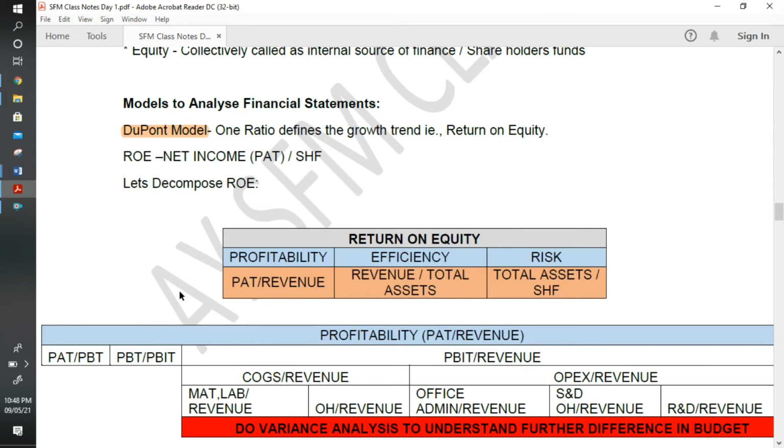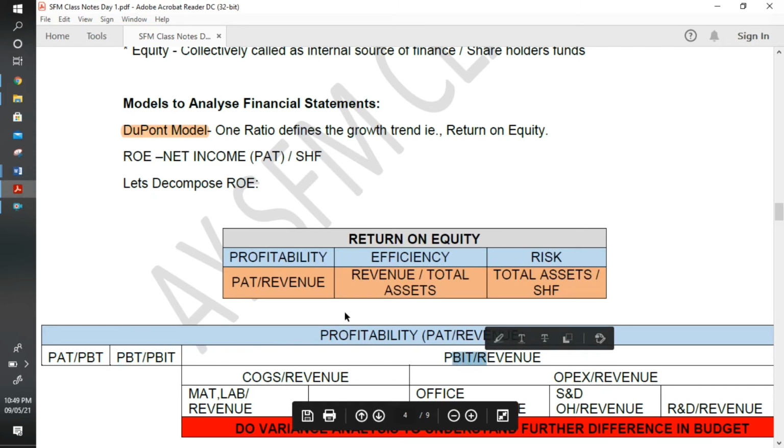So starting with profitability. Profitability is calculated as profit after tax divided by revenues. So that's being contributed by three different variables. One is profit after tax, another one is profit before tax, another one is PBIT, which is nothing but operating revenue. So all these three components contribute to the profitability of the company, which is PAT, profit after tax.